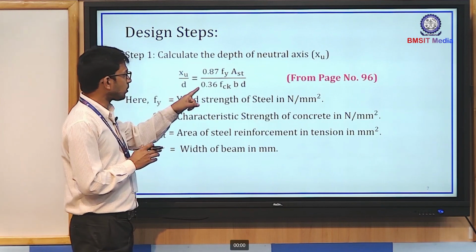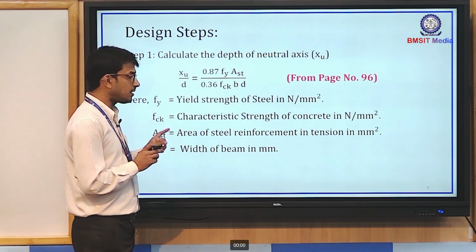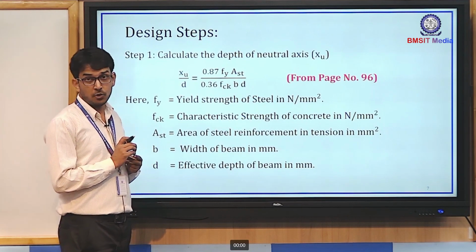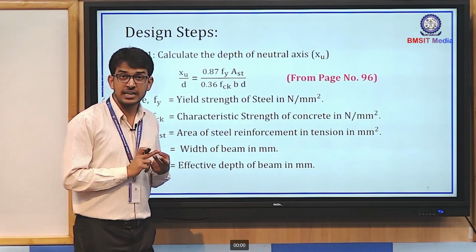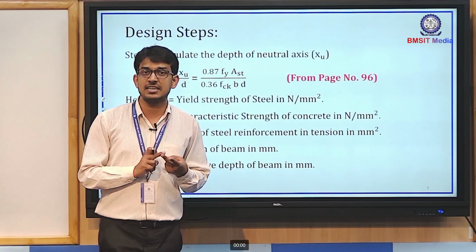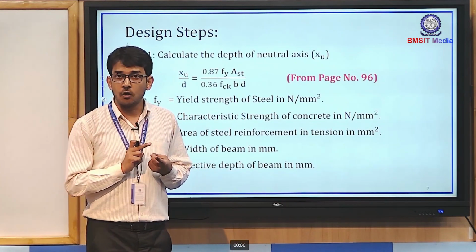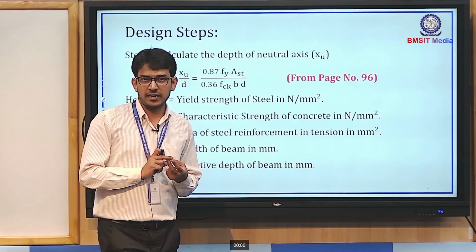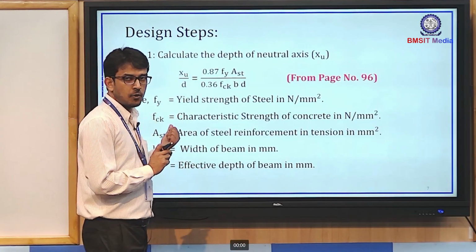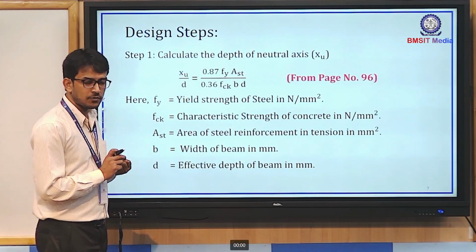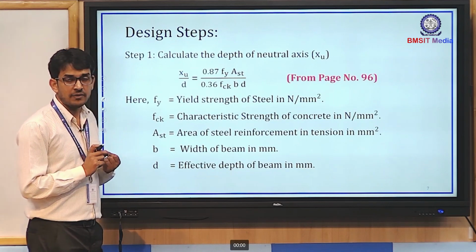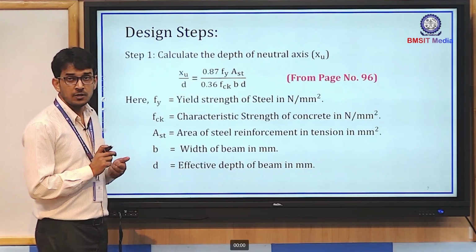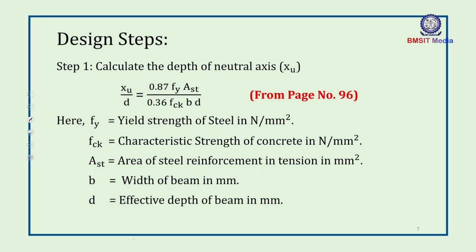Then b is also required, that is the width of the section, the size of the beam section, which is given. And small d, as I told you in the beginning, we have two d's here: one is capital D, the second is small d. Capital D is the overall depth of the beam and small d is the effective depth of the beam. For that we also require the effective cover. Okay, so this is how we have to calculate it. This is step number 1.